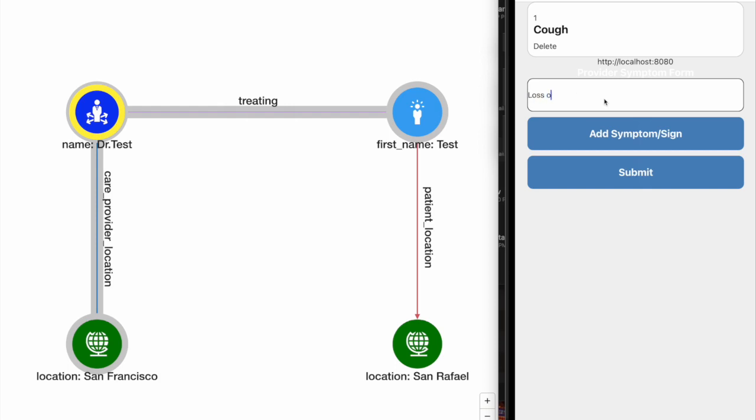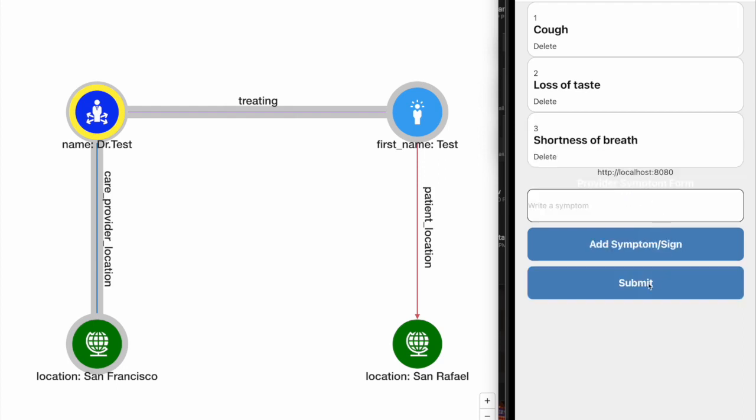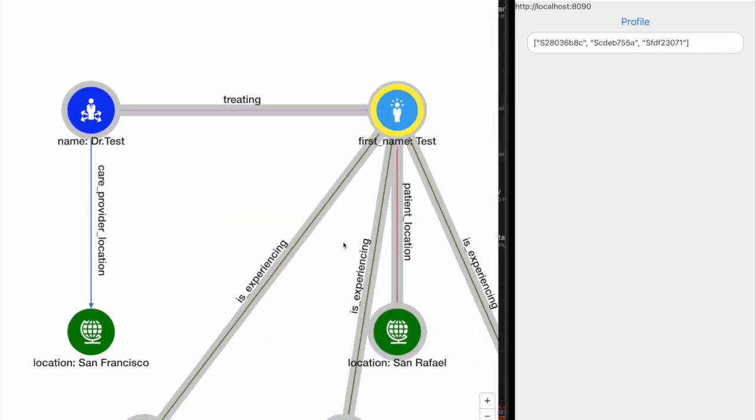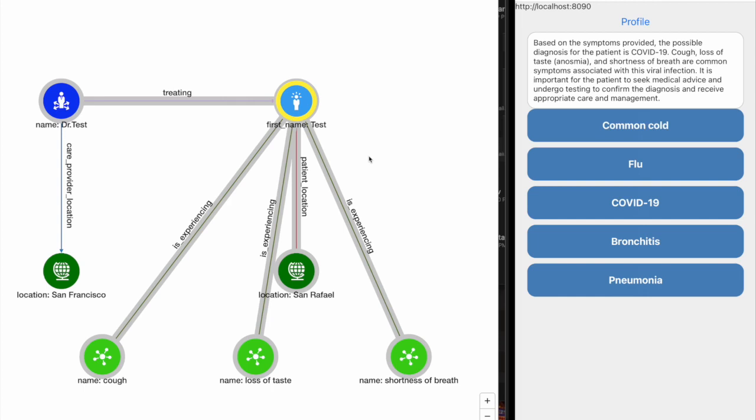As our medical care provider assesses their patient, they recognize a series of signs and symptoms that could indicate a disease. Our medical care provider then inputs these signs and symptoms into an input form. There are three main symptoms that the patient has been experiencing: a cough, loss of taste, and shortness of breath. When the medical care provider submits the form, these symptoms are related to the patient within our graph database as symptom entities. These symptom inputs are then processed through our knowledge acquisition node to create possible disease predictions. These diseases are then related to each correlating symptom entity.